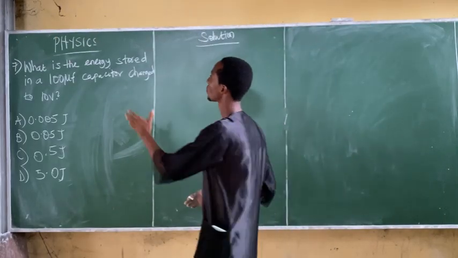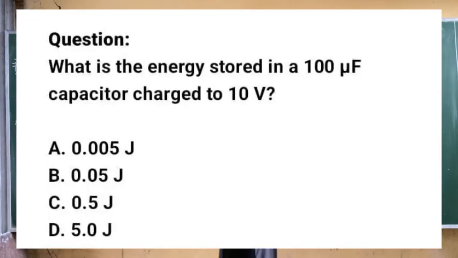Question 7 says, what is the energy stored in a 100 microfarad capacitor charged to 10 volts? Option A, 0.05 joules. Option B, 0.05 joules. Option C, 0.5 joules. And option D, 5.0 joules.